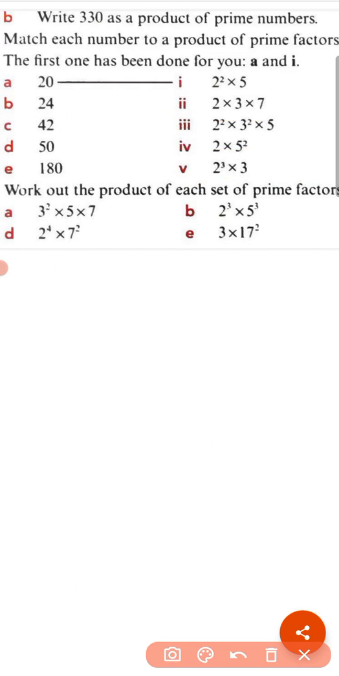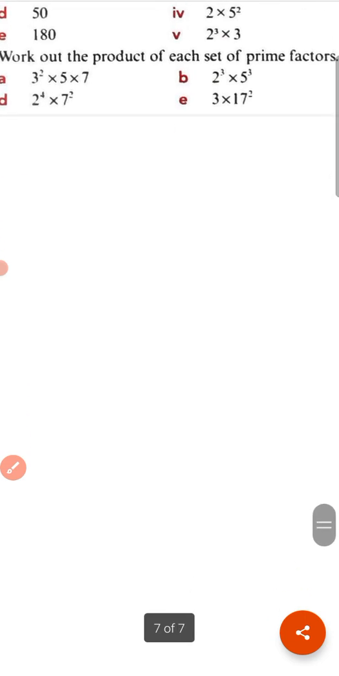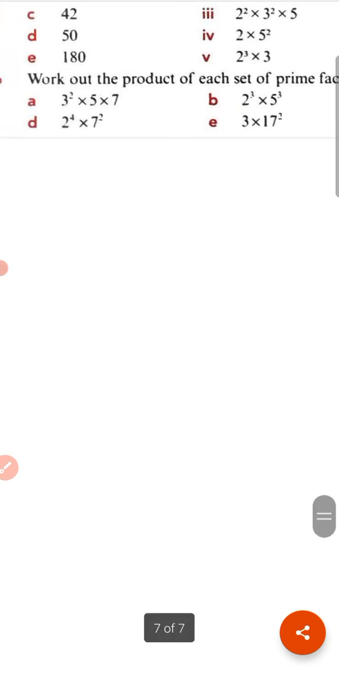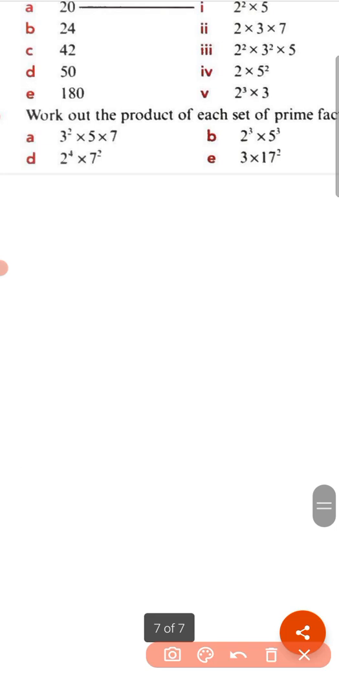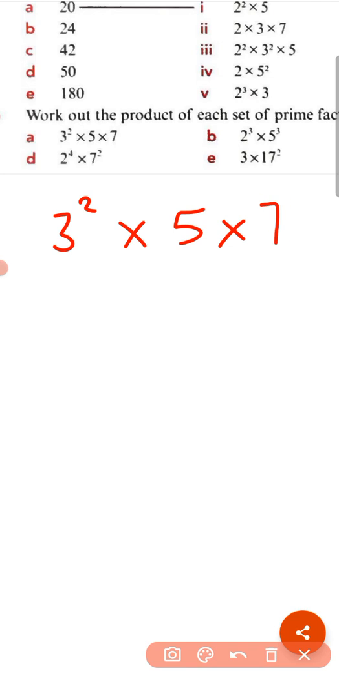So children, here we are matching each number to its prime factors. Okay. Our next question is, work out the product of each set of prime factors. Here the factors are given, children. We have to find its products. So the given question is 3 to the power of 2 into 5 into 7. Okay. 3 to the power of 2 means 3 into 3 into 5 into 7.